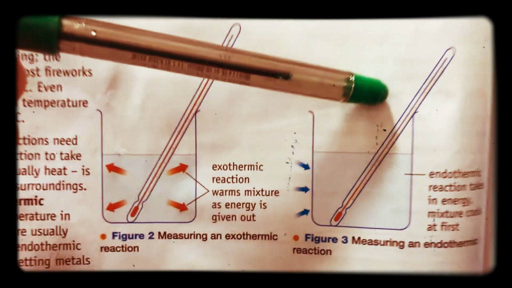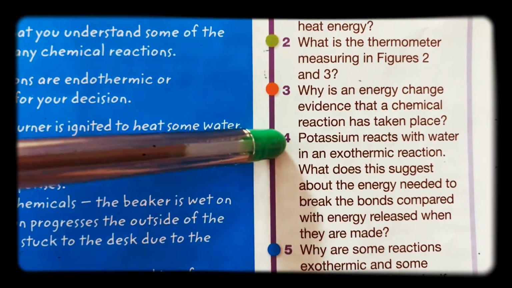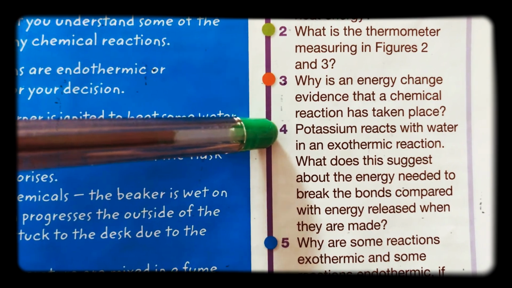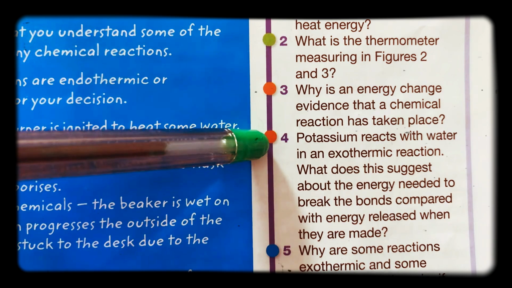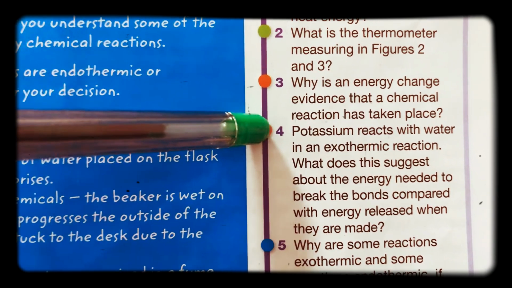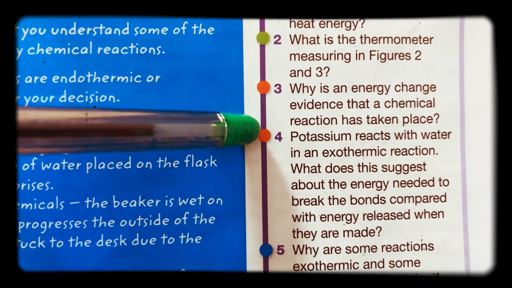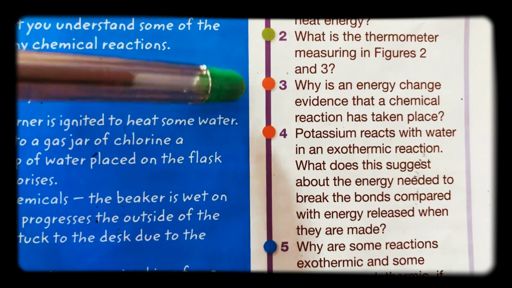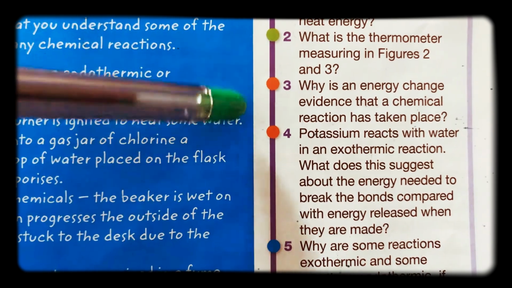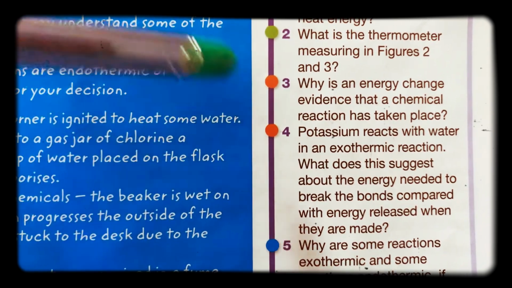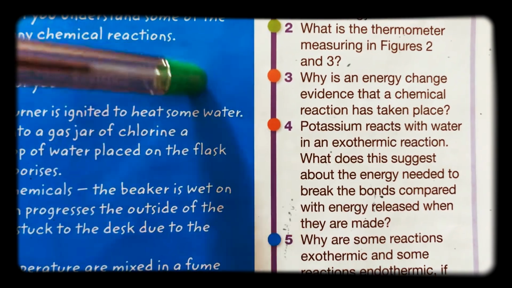Okay. Question number 3. Why is an energy change evidence that a chemical reaction has taken place? Pause the video. Well, when there is an energy change within a chemical reaction, the reason why you actually get that energy change is because not all of the bonds that are reforming are exactly the same as the bonds that you broke, and sometimes the number of bonds that you form are different to the number of bonds that you broke.